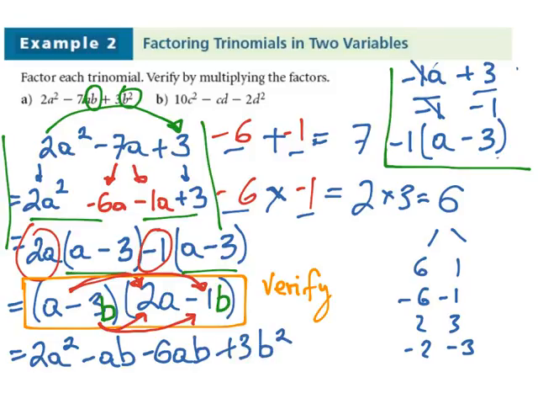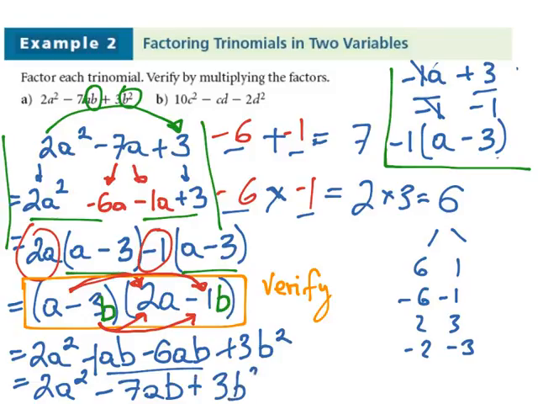And combine like terms, we get 2a squared minus 7ab, because negative 1ab minus 6ab is negative 7ab, plus 3b squared. Therefore, notice that it's the same answer as we have in the question. So the question and the answer match in this case. Let's do one more for practice. Actually, you know what? I think this is good. We're going to skip B, and move on to a different type of example.